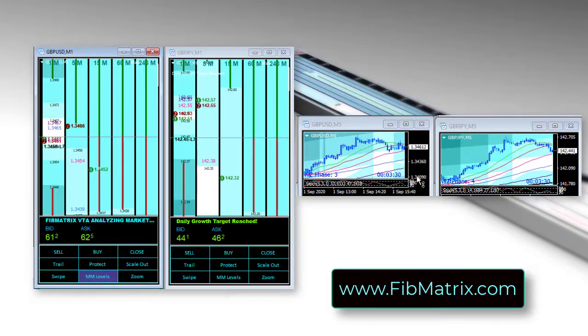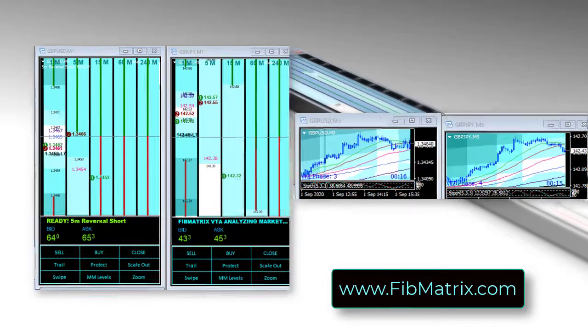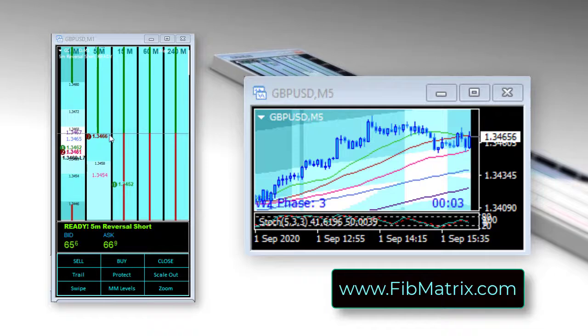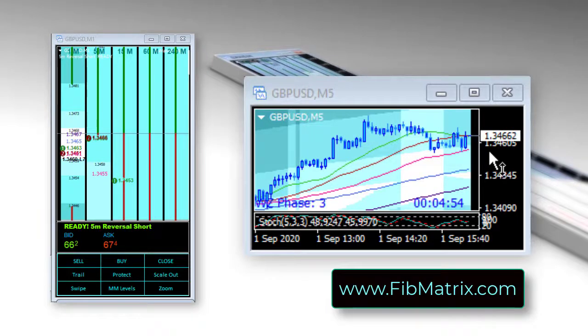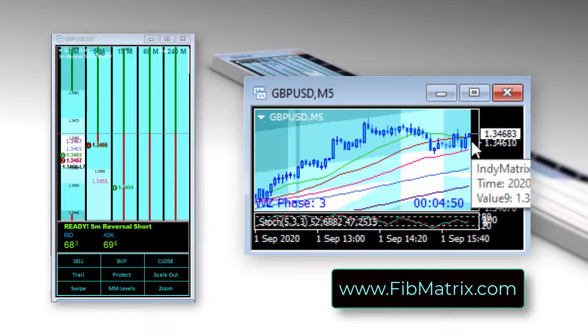Let me reset my levels. I'll let it take that. Okay, so here we go. We got the 5-minute reversal. All we're waiting for is a 5-minute candle dynamic. So we're going to need a 5-minute bearish candle and then a break below that candle.